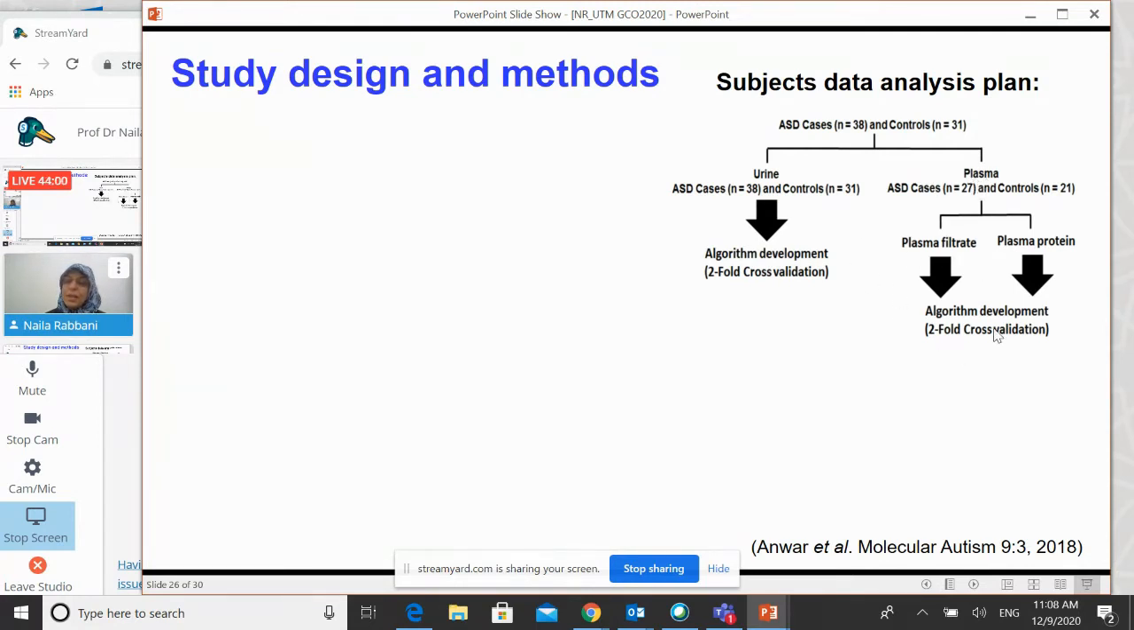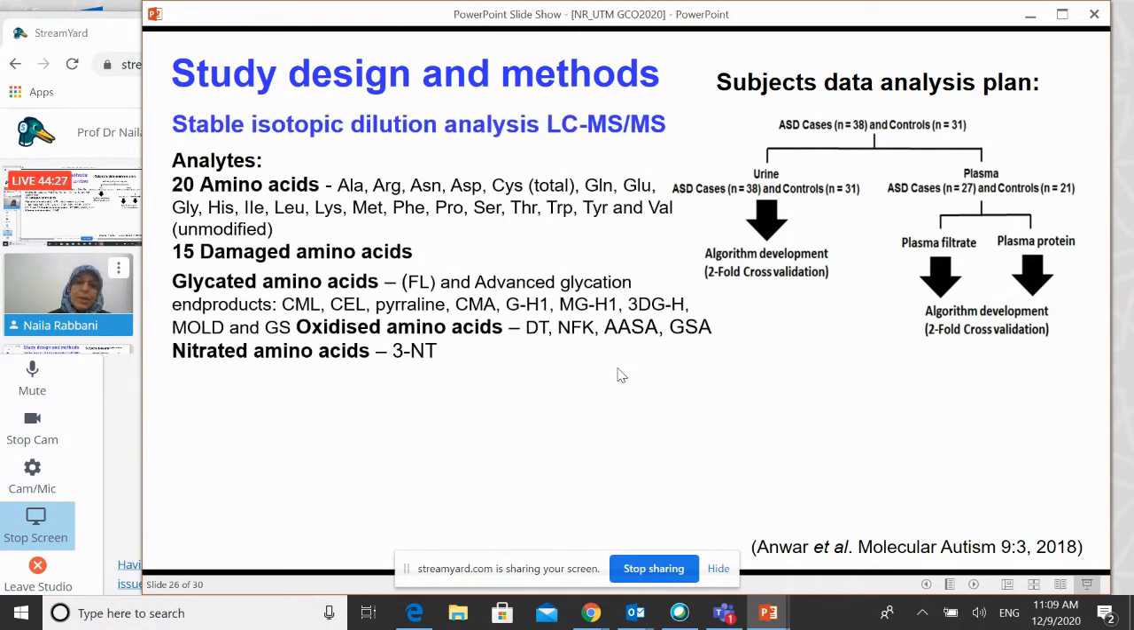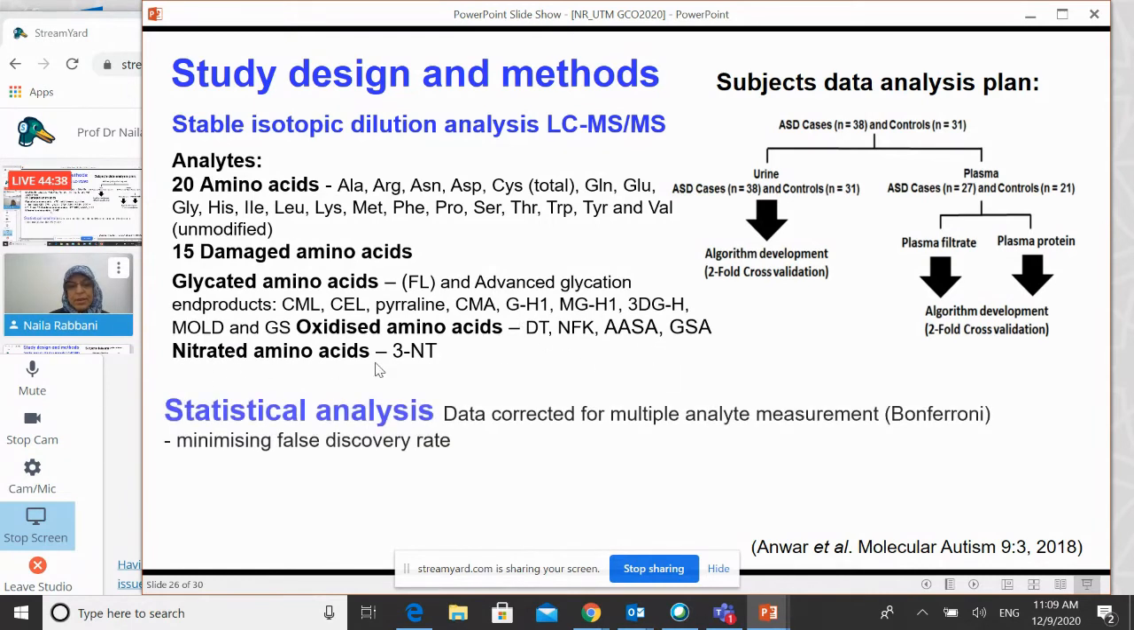Plasma was then separated into plasma filtrate and plasma protein. So it was a comprehensive study where we wanted to look at protein damage markers in all of the compartments of the physiological fluid, especially plasma and urine, and see exactly what happens, and develop the algorithm with twofold cross-validation. So we measured 20 amino acids, all of them, 15 damaged amino acids, and glycated amino acids, and oxidation markers and nitrated amino acids.